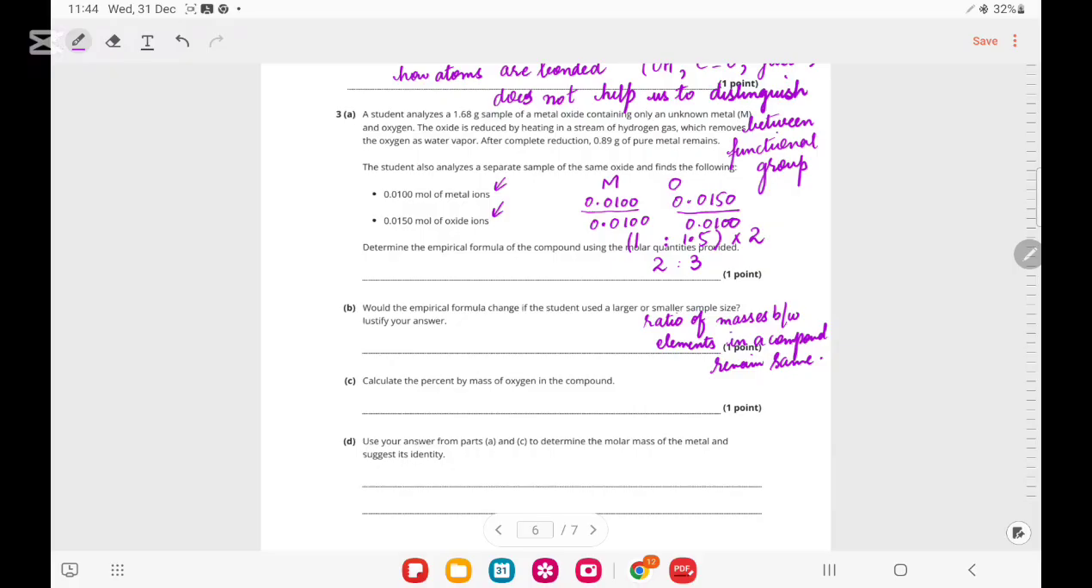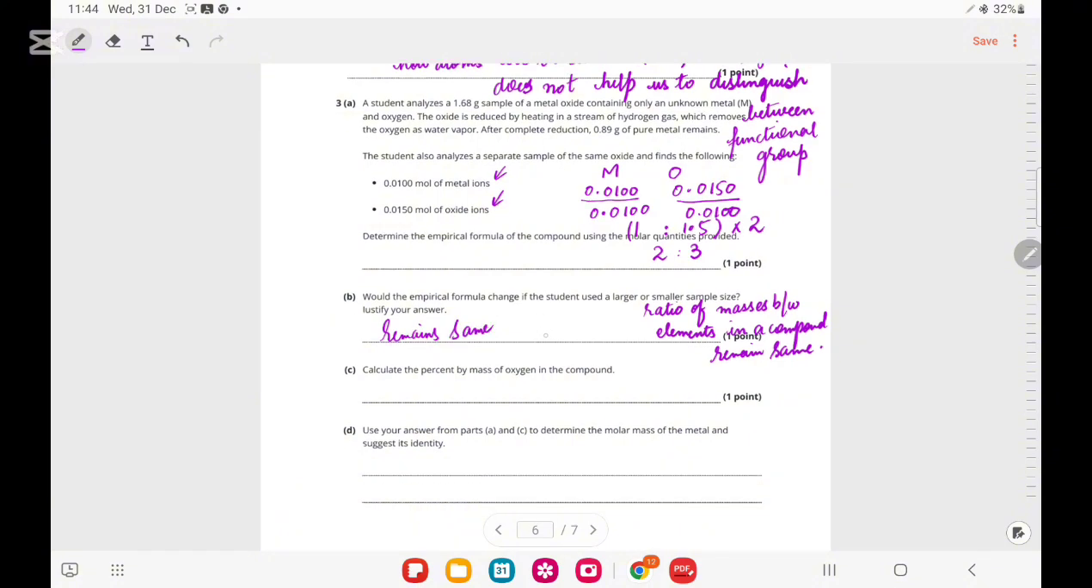So this was basically explained by the law of definite proportion. So here we are going to say that it remains the same, because the ratio of atoms in a compound is constant.